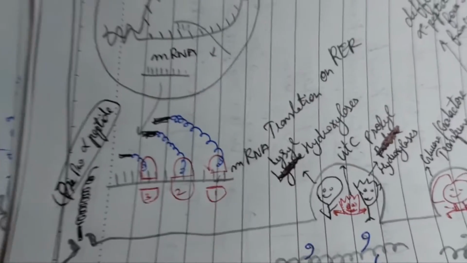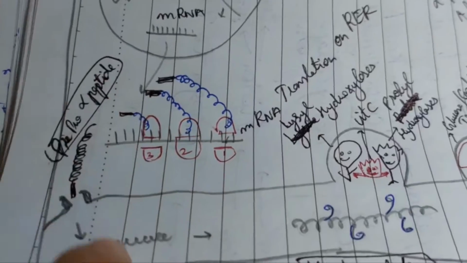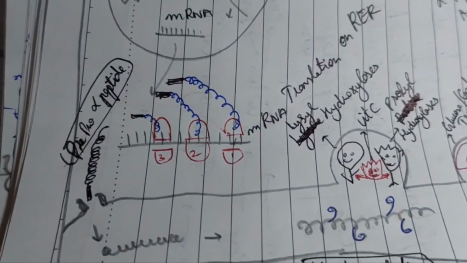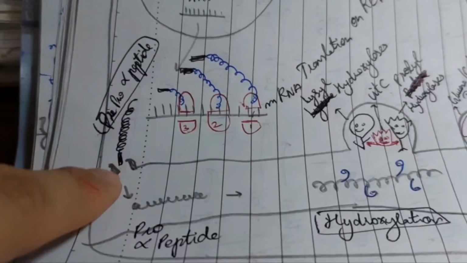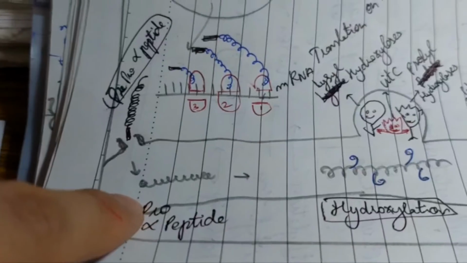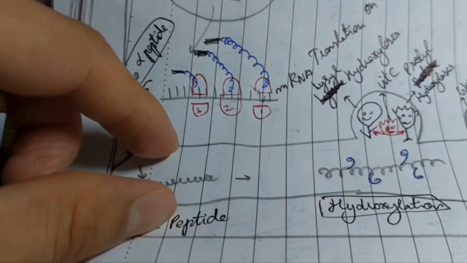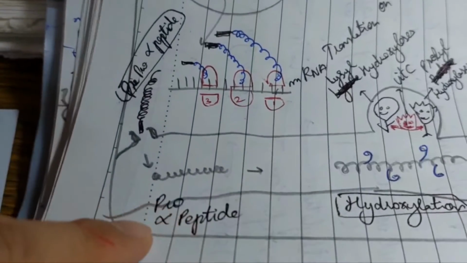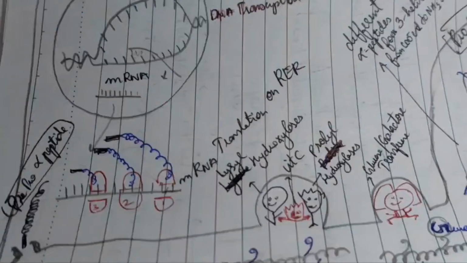Before entering into the rough endoplasmic reticulum, this peptide chain is called pre-pro alpha peptide. But once it has entered, after the translocon opens and this pre-pro alpha peptide chain enters into the lumen of the rough endoplasmic reticulum, the signal sequence is removed, and it is called pro alpha peptide.